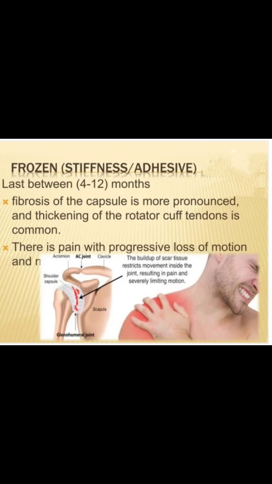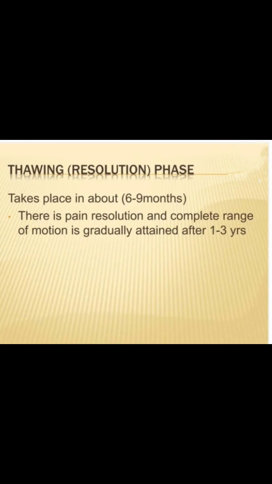Frozen or stiffness adhesive phase lasts between 4 to 12 months. Fibrosis of the capsule is more pronounced and thickening of the rotator cuff tendon is common. There is pain with progressive loss of motion. Thawing phase. In the thawing phase, the resolution phase takes place in about 6 to 9 months. There is pain resolution, and complete range of motion is gradually attained after 1 to 3 years.